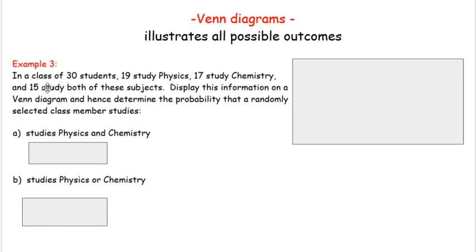In a class of 30 students, 19 study physics, 17 study chemistry, and 15 study both of these subjects. So what's the problem that we see in that first sentence? In a class of 30 students, 19 study physics, 17 study chemistry, 15 study both of those subjects. There's only 30 students, right? Those numbers add up to more than 30. Can anybody think of why? Go ahead, Kyle.